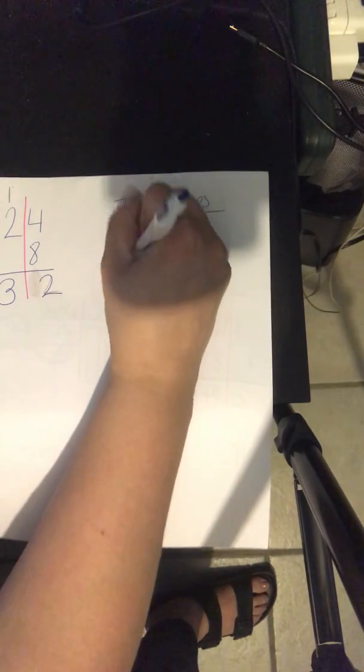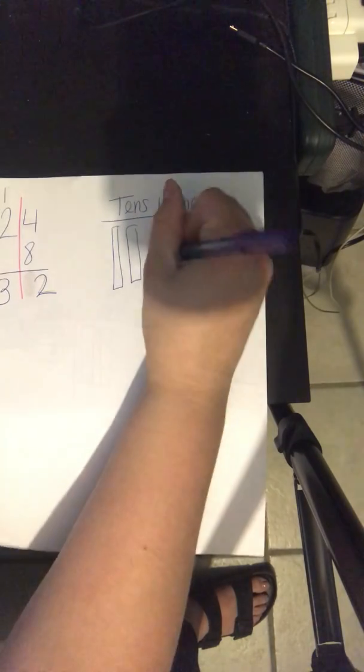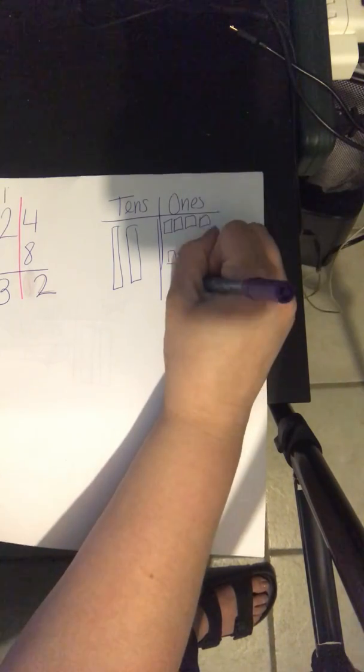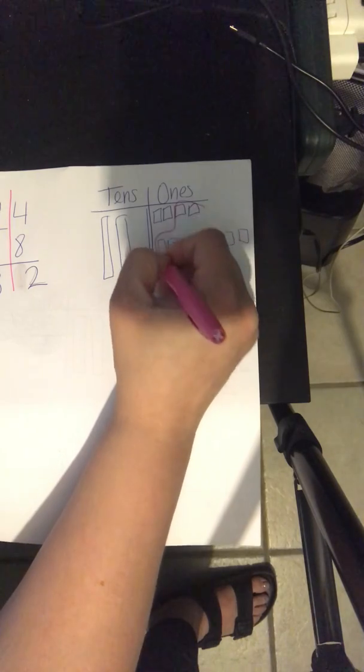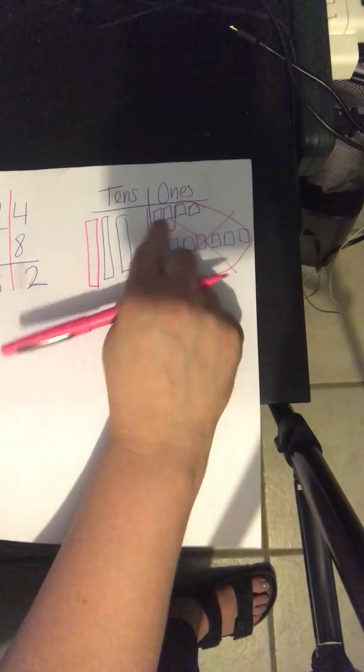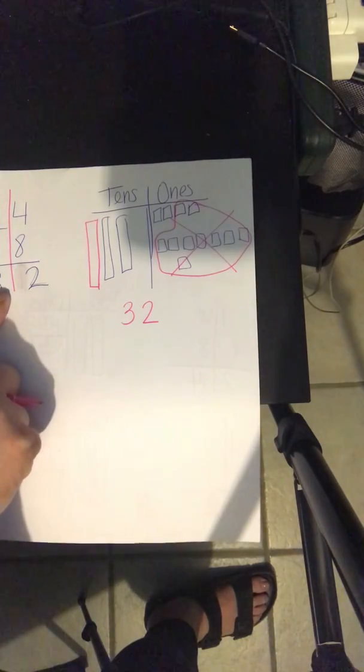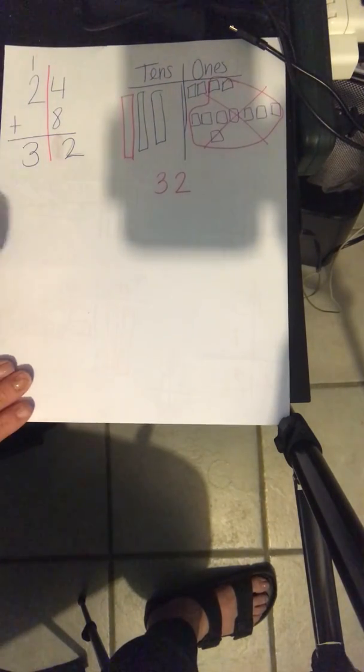There's 24, plus 8. Okay, but we know we can't have that many over there. We need to make a 10. So there's 8, 9, 10. And that makes a 10 over here. So now we have 1, 2, 3 tens and 2 ones. 32. Is that the same thing I got here? Yes, it is. All right, let's do another one without our picture.